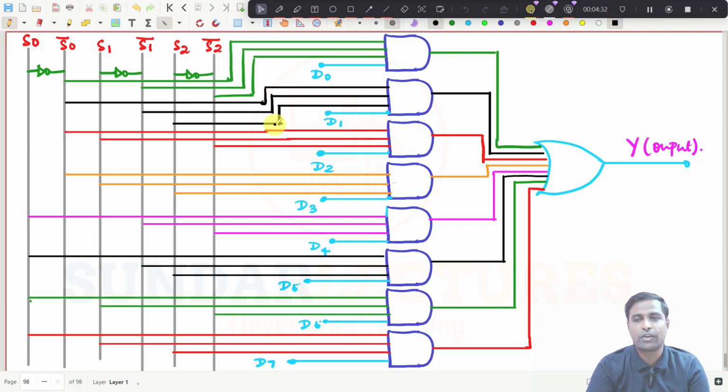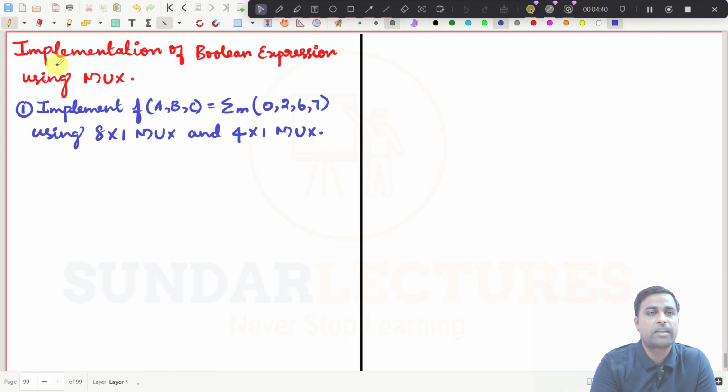Now what we will do, we will try to solve problems of Boolean expression using the multiplexers. Right. Now listen to me. This is implementation of a Boolean expression using mux. What you need to do, you have to implement this Boolean expression, right? They have given it to you in min terms, and you need to implement this expression using an 8 cross 1 mux and also a 4 cross 1 mux. Then what you will do now? Simply, I try to draw the diagram now.